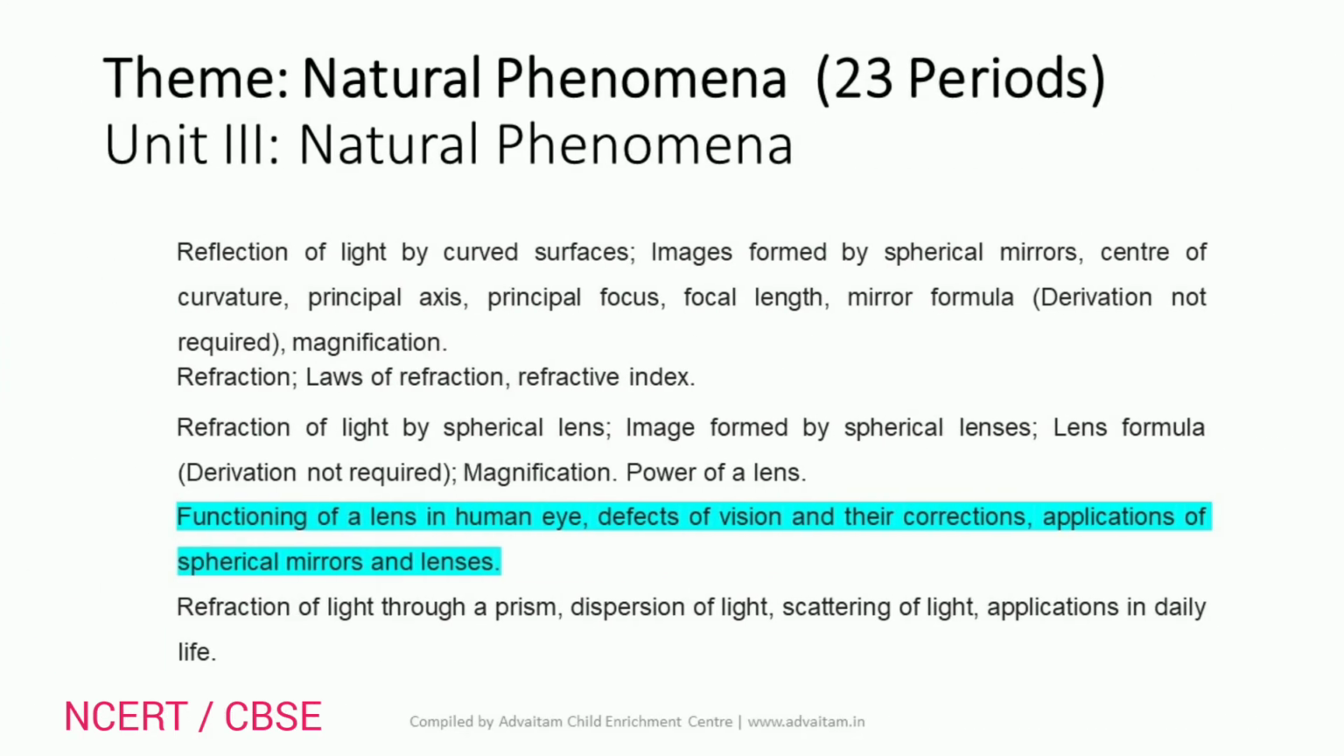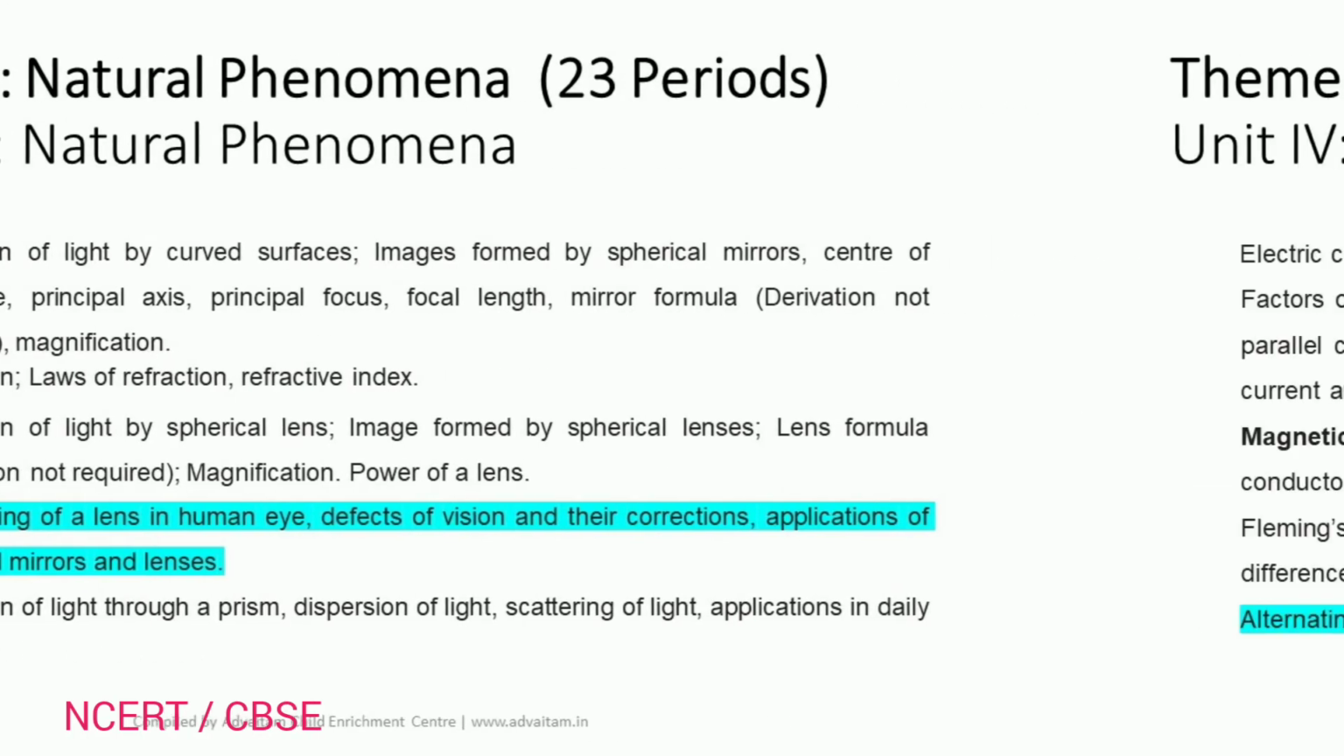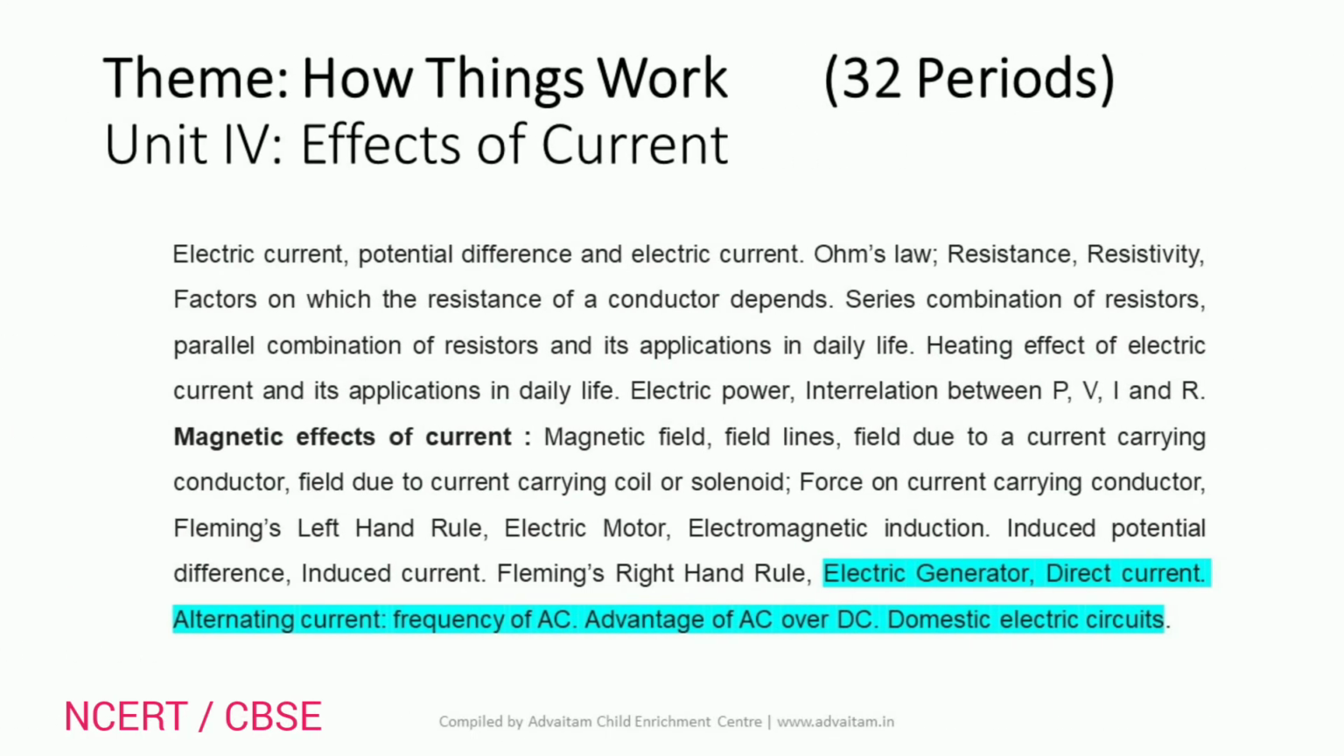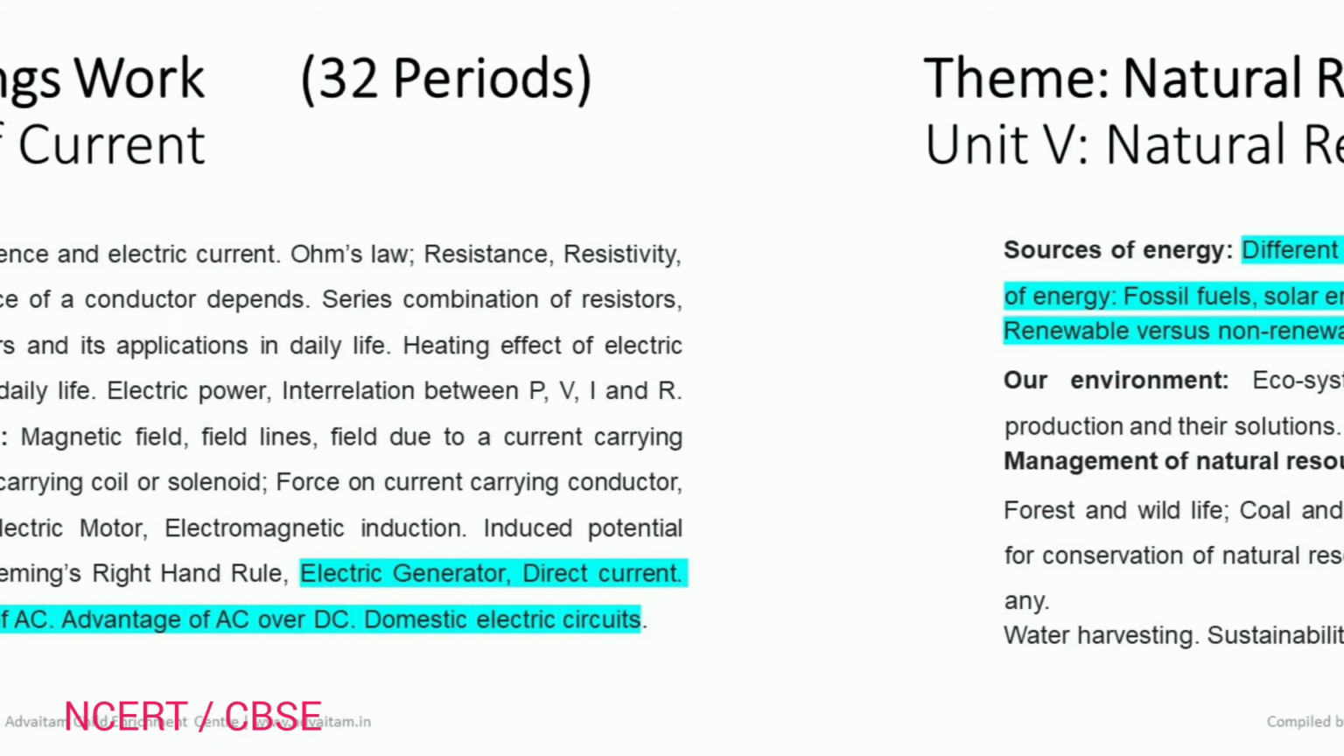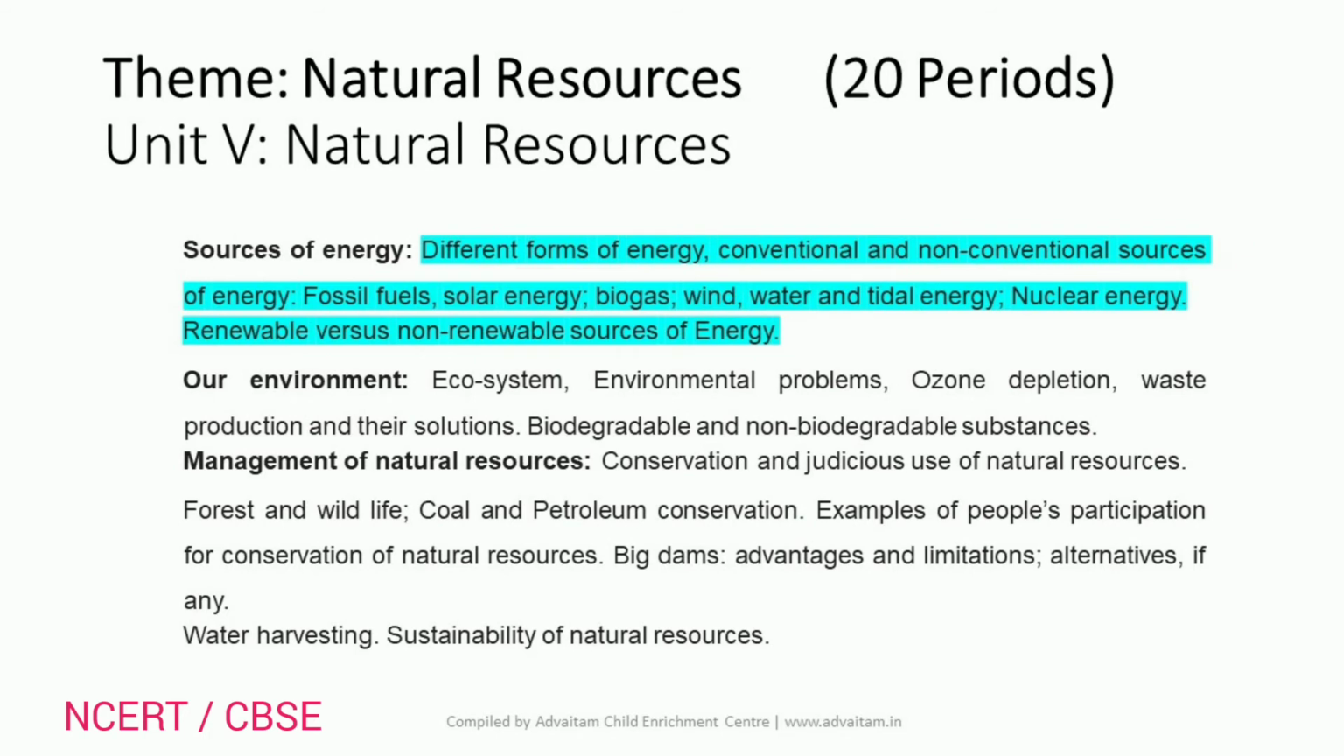Unit 3, Natural Phenomena. Functioning of a lens in the human eye, applications of spherical mirrors and lenses have been deleted. Unit 4, Effects of Current. Electric generator, direct current, alternating current, electrical circuits have been deleted from this unit. Unit 5, Natural Resources. Sources of energy, entire section has been deleted.